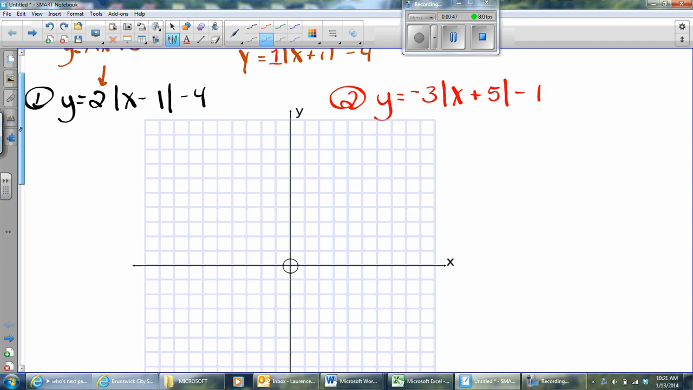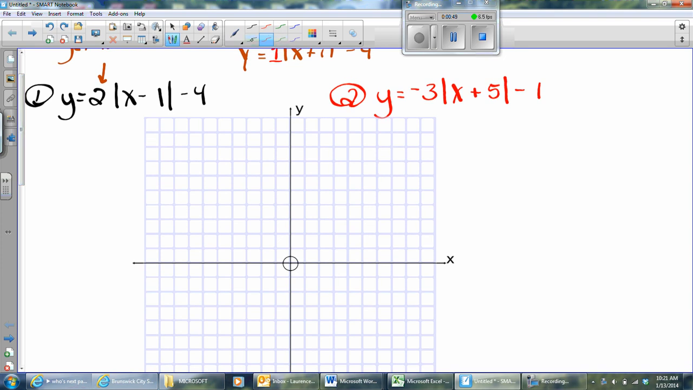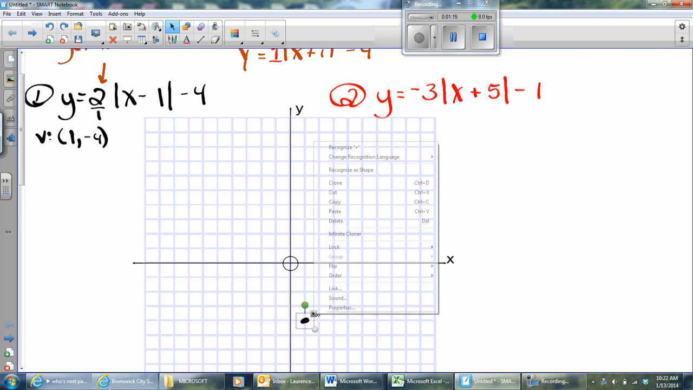Okay, this black one here, number 1. I know that my center, my vertex, is going to happen at the point 1, negative 4, right? So I'm going to go 1, 1, 2, 3, 4. Now, I'm still going to get the V shape, but because my slope is going to be, oops, silly mistake there, it's going to be like 2 over 1. I'm going to rise 2, run 1, rise 2, run 1.